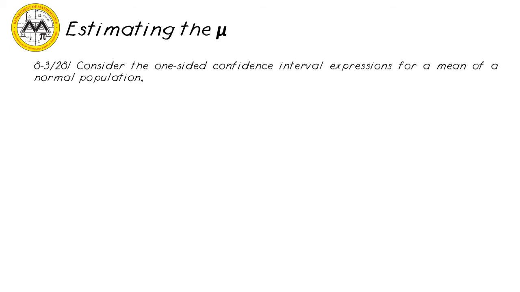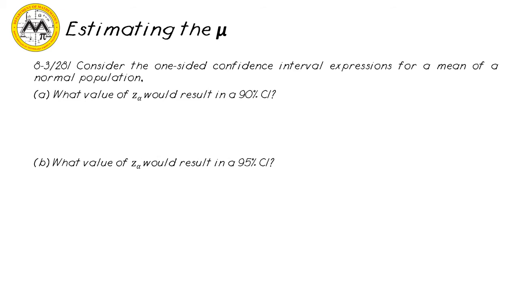Let's have another problem application. Consider the one-sided confidence interval expression for the mean of a normal population. What value of z would result in 90% confidence? What value of z would result in 95% confidence? And what value of z would result in 99% confidence? So consider the one-sided, meaning we don't divide it by 2.